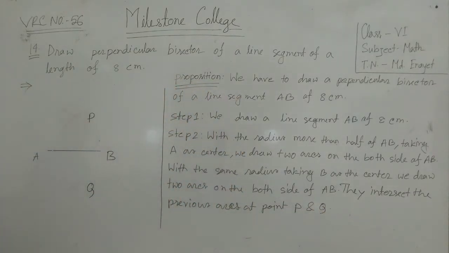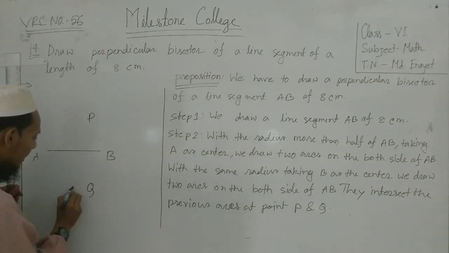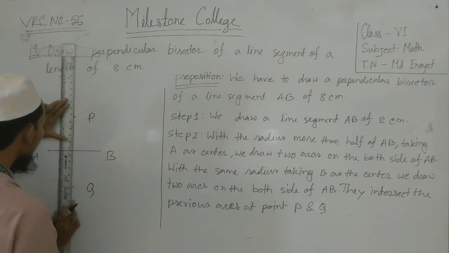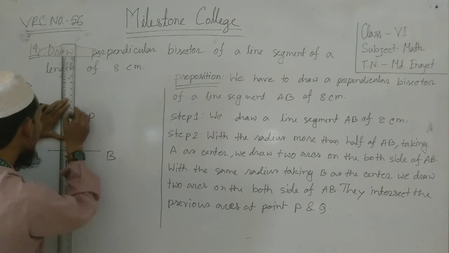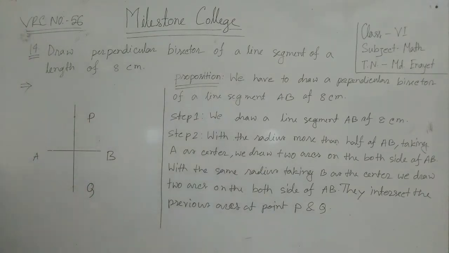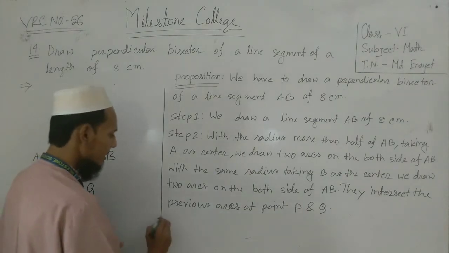So, this was step number 2. Now, what will we do? Using our ruler, we will join these two intersecting points, P and Q. Look here, I am going to join them. This PQ is the perpendicular bisector of the line segment AB. So, this is step 3.